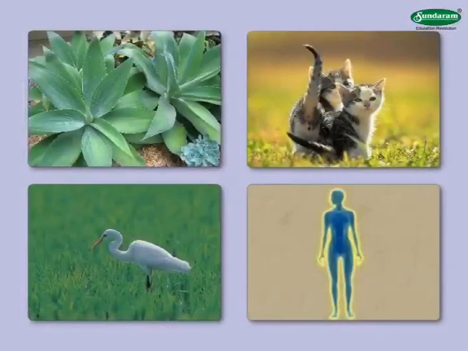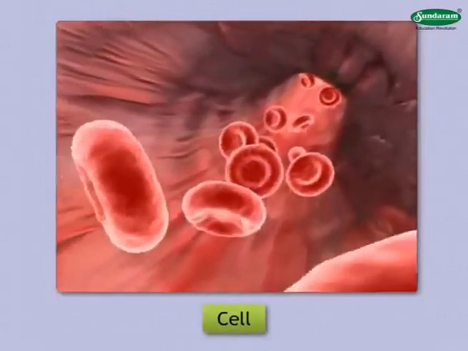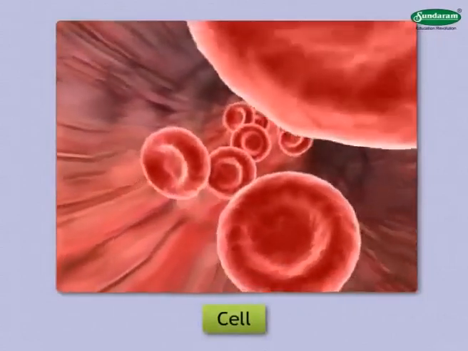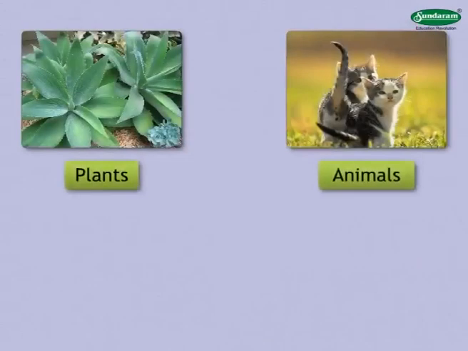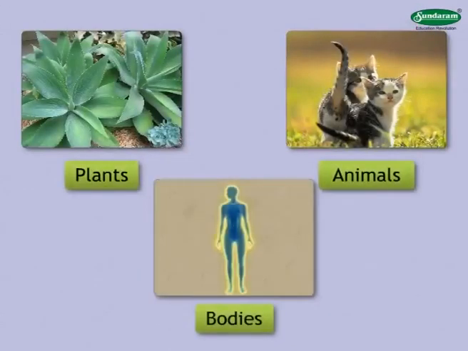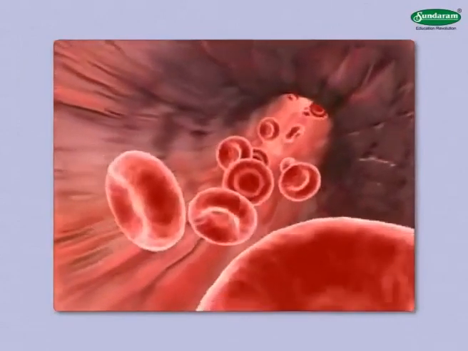We have already learnt that all living things are made up of cells. Cell is the basic unit of structure and function of any organism. Plants, animals, even our bodies are made up of large number of cells. So, let us learn something about cells.